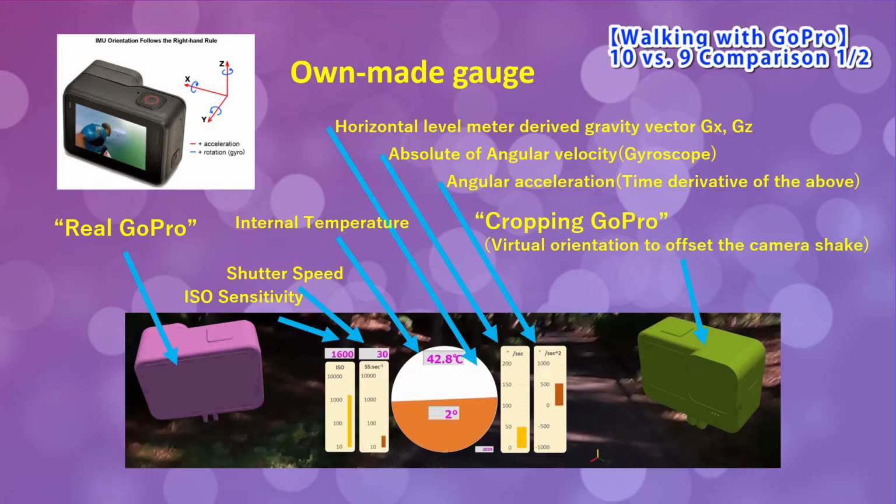The horizontal level meter represented by a round pie chart shows the inclination of the body, which is calculated from the X-axis and Z-axis components of the gravity vector. I used this gauge to review the horizontal level stabilization.